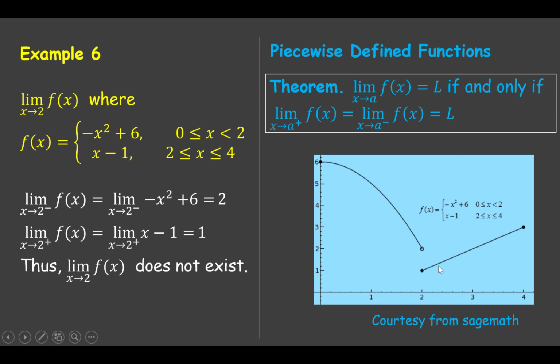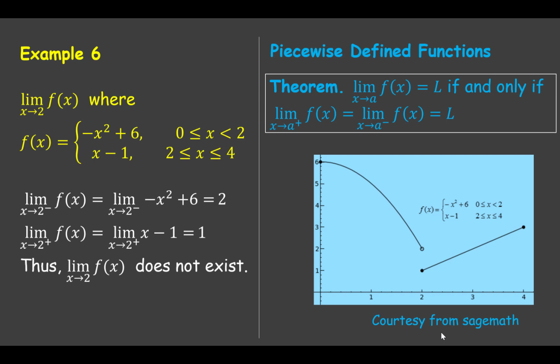Okay, as you can see from the graph, the right limit approaches here, which is equal to 1. The left limit approaches 2, and they do not match. Therefore, the limit does not exist.